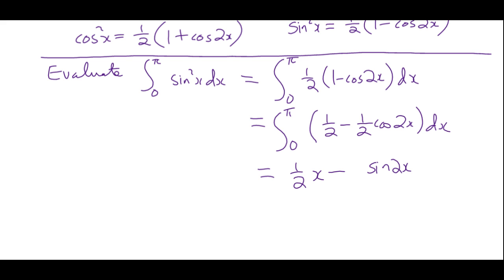Yeah, it'd be 1/4, right? So what's the derivative of sine 2x? It's cos 2x times 2. Okay, well, multiply this by 2, you're going to get a half. And we are going to evaluate that from 0 to pi.